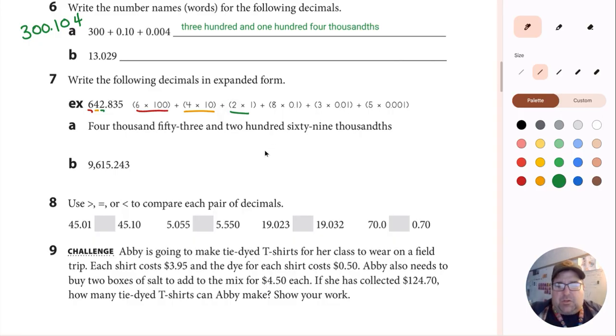You could think, well, it's just 2, but yeah, it's times the ones place, right? And then the 8, that's in the tenths spot, so 8 times 1/10. 3 is in the hundredths spot, so 3 times 1/100th.